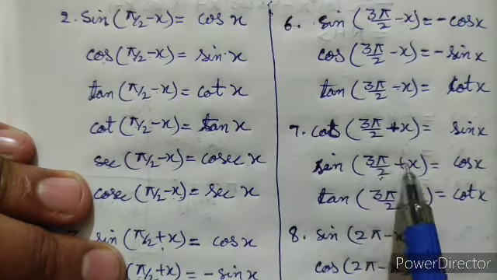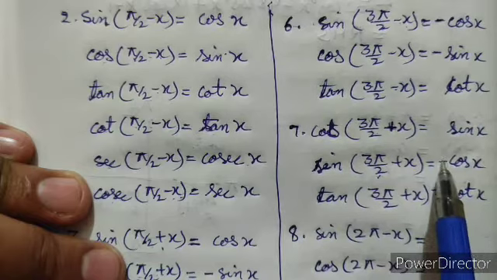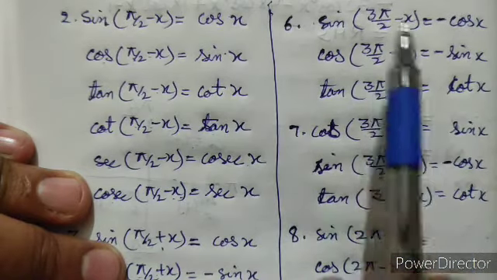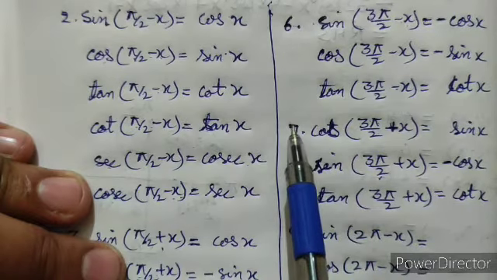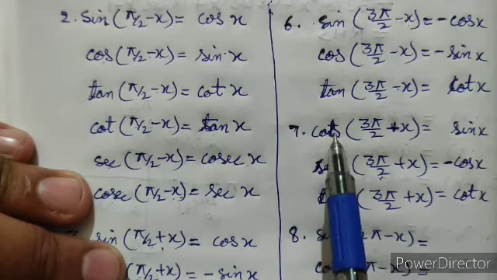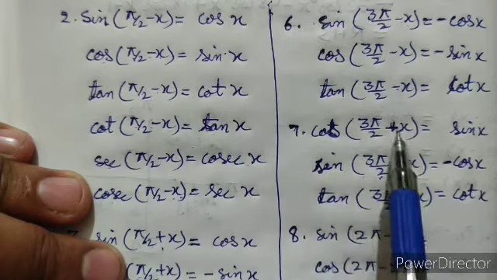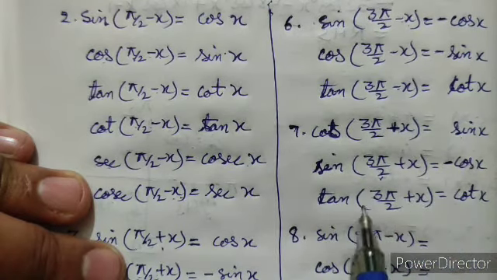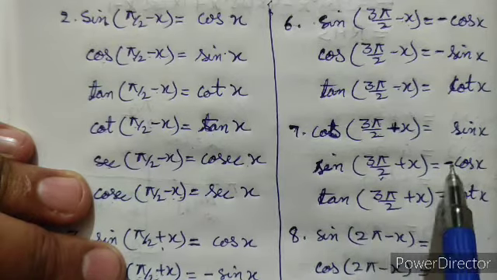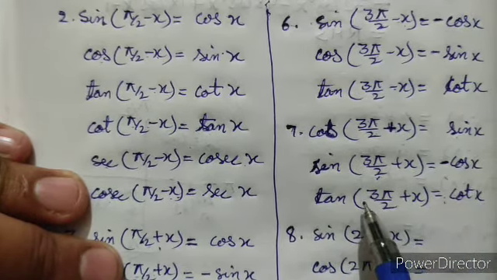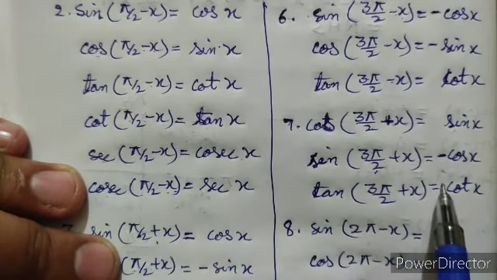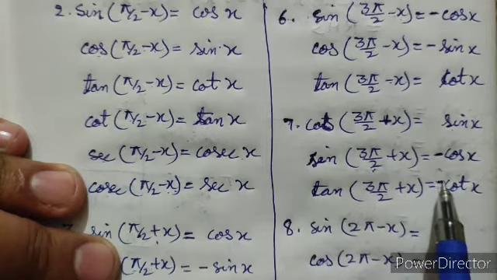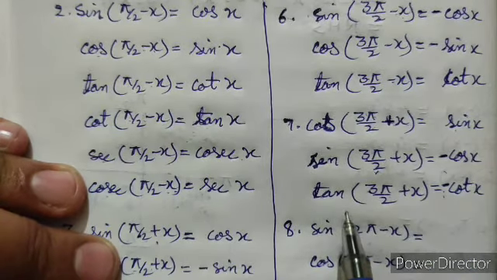Sin 3 pi by 2 plus x will be equal to minus cos x. As cos and sec are positive in the fourth quadrant, cos 3 pi by 2 plus x will be equal to sin x, and sec 3 pi by 2 plus x will be equal to cosec x, and other trigonometric functions will be negative.